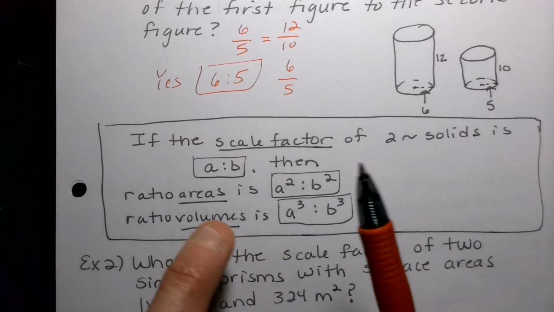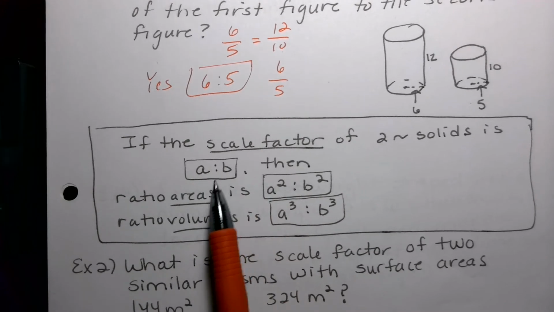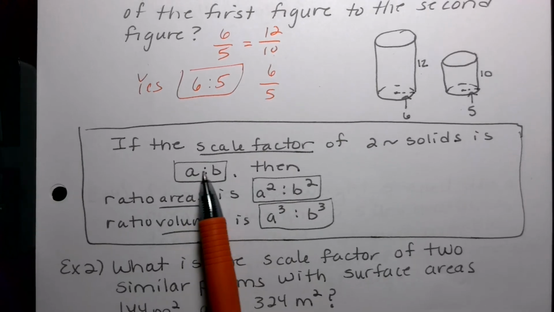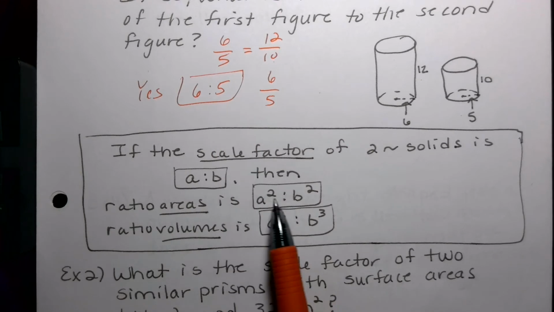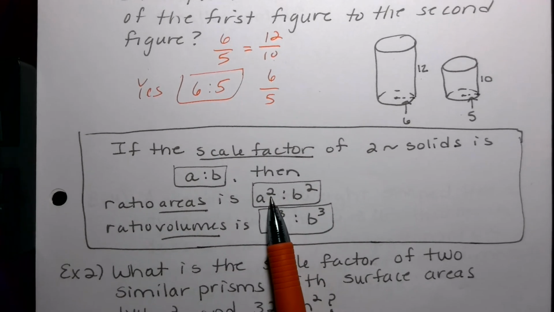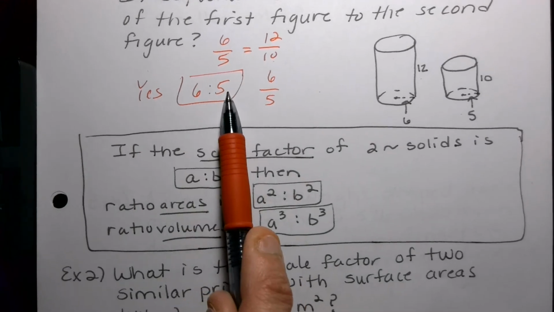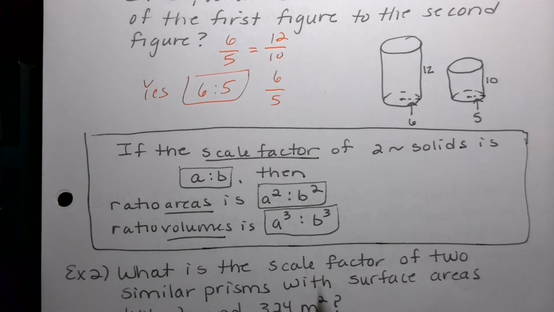So we've talked about this before, the scale factor, A to B. And then we actually talked about the areas too. Remember, we said if we knew the sides were this to this, like 6 to 5, well, then the areas would be 36 to 25. That would be the ratio. Well, guess what? Volumes is cubed. So if it's 6 to 5, then it would be 6 cubed to 5 cubed. That would be the ratio of volumes.